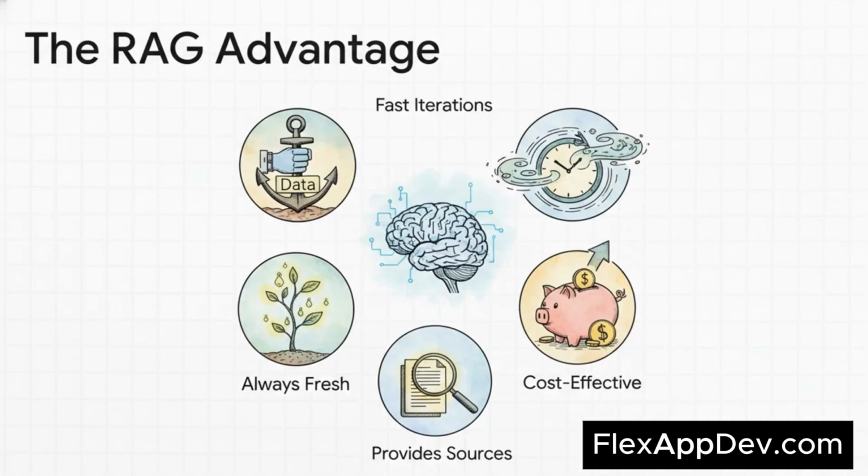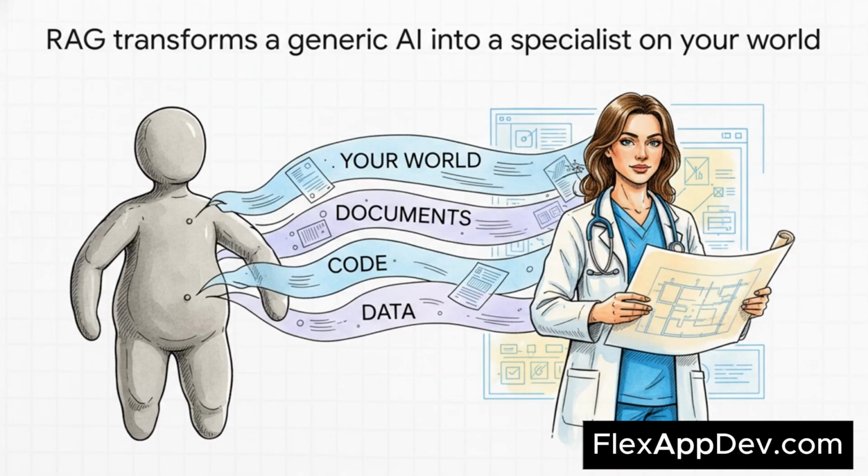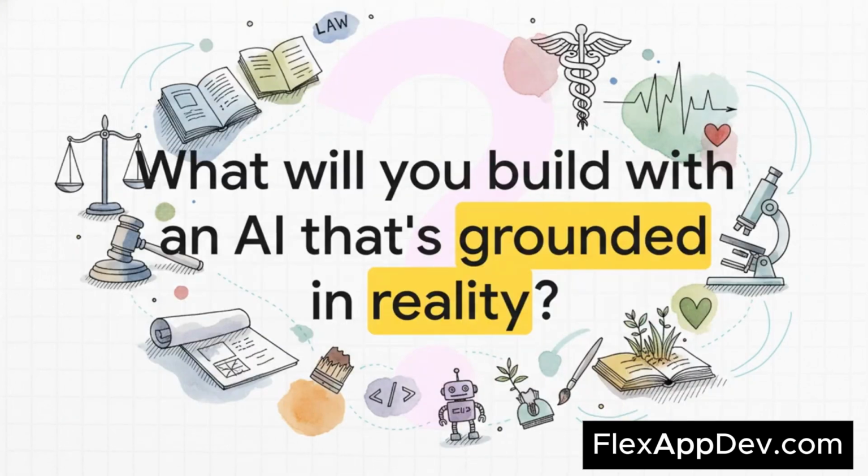The advantages are huge. It's fast, it's cheap, and your AI's knowledge is always fresh and grounded. Think about it. You could make 500 gigs of your private company docs searchable for an AI. RAG does that. Basically, RAG turns a generic AI into a specialist on your world, your docs, your code, your business. So, what problems will you solve with an AI that's actually grounded in reality? The possibilities are endless.